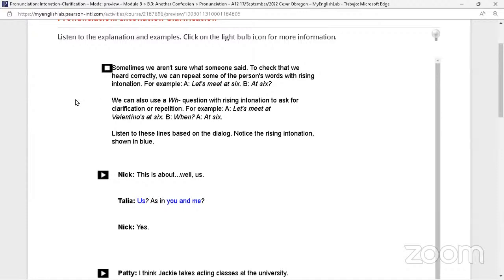Sometimes we aren't sure what someone said. To check that we heard correctly, we can repeat some of the person's words with rising intonation. For example, Let's meet at 6. At 6? We can also use a WH question with rising intonation to ask for clarification or repetition. For example, Let's meet at Valentino's at 6. When? At 6. Listen to these lines based on the dialogue. Notice the rising intonation shown in blue.